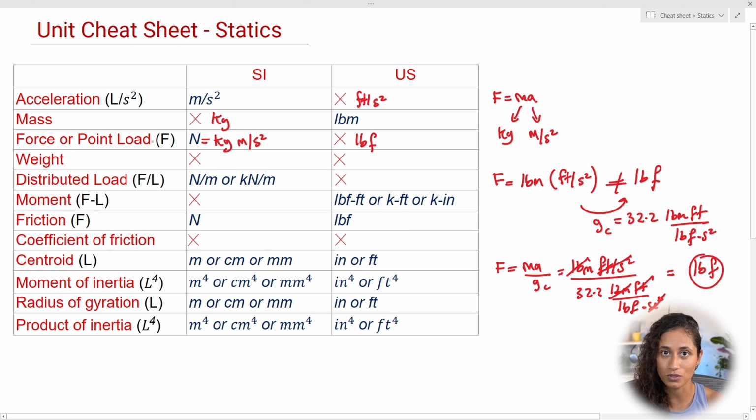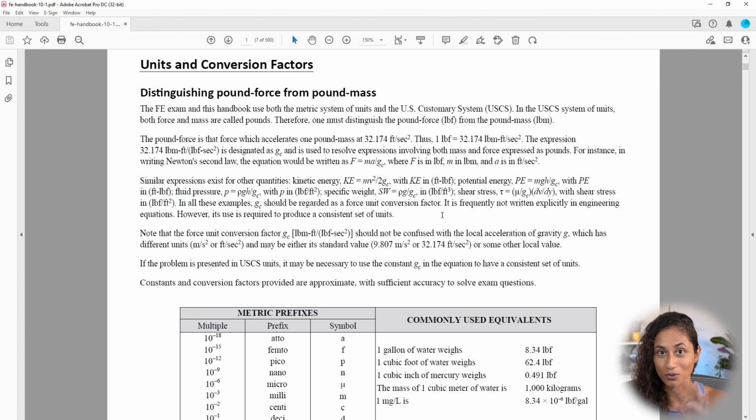And pound force is the unit of force. Now you're probably wondering, when do we use gc, right? Well, we actually use it when we're dealing with force. So when we have force is equal to ma, we always divide by gc if we are working with US units. Another time we use gc is, I'm going to show you guys here on the reference handbook. So you are given all of this in here, so you can take a moment and just read about it more here. Also, we use it when we have kinetic energy, potential energy.